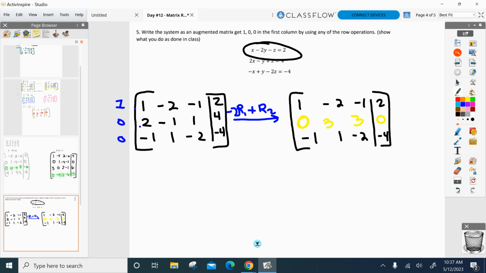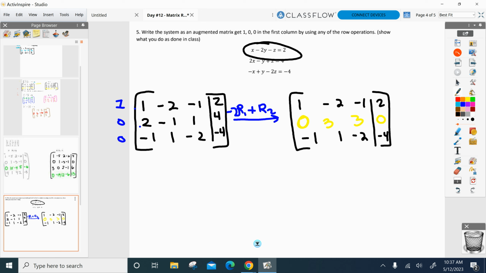Now I need to make this -1 into a 0. So first thing you think about, what do I need to add to it? What do I need to add to a -1 to get 0? 1. Go back up. How do I get a 1? Just multiply it by 1 or just add it to row 1.